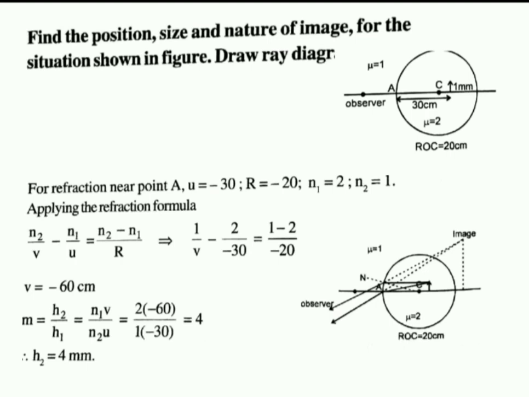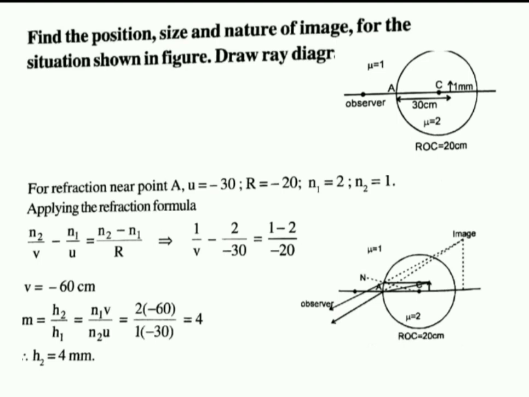Okay, now look at this question which is based on refraction at spherical surface. We have a sphere whose radius of curvature is given as 20 centimeter. An object of height 1 millimeter is placed inside it, at a distance 30 centimeter from A. And the observer is outside the sphere. They are asking you to find out the position, size and nature of the image.